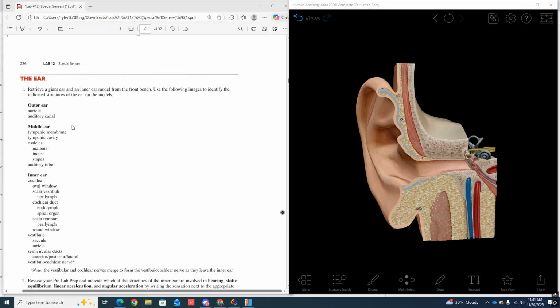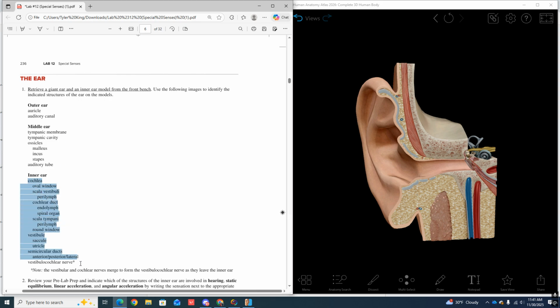The inner ear, in my personal opinion, is where things can get a little wonky. The reason is, 1, all the fancy things that we want you to be able to identify and know what they are. And 2, all the crazy names these have. We have the scala vestibuli, perilymph, cochlear duct, a lot of crazy names. So the quantity and the names can get really confusing, but we're going to try and break them down for you, especially with the couple models that we have here.